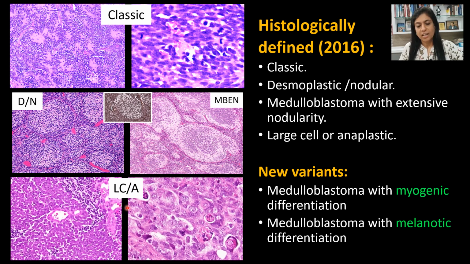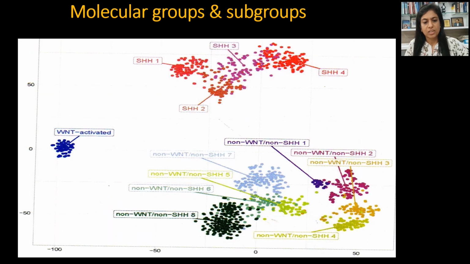Large cell and anaplastic are two different components, but most of the time they are found in the same tumor. And you can see the cells. This is a very aggressive type, and the cells have a high NC ratio and prominent nucleoli. There is nuclear wrapping, nuclear molding, and even nuclear pseudo-inclusions are present. This is a mitotically very active tumor, and foci of necrosis may be present here. The other variants are the myogenic variant and the melanotic variant.